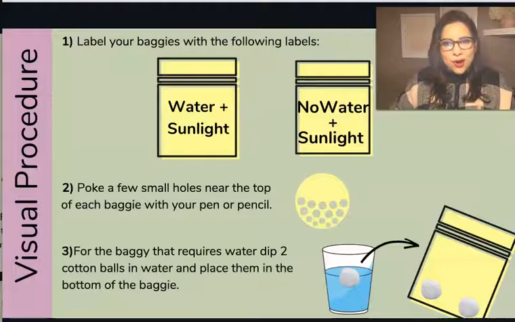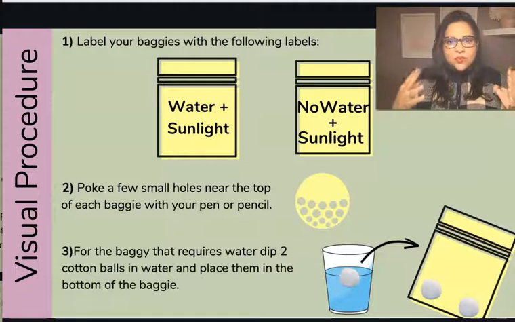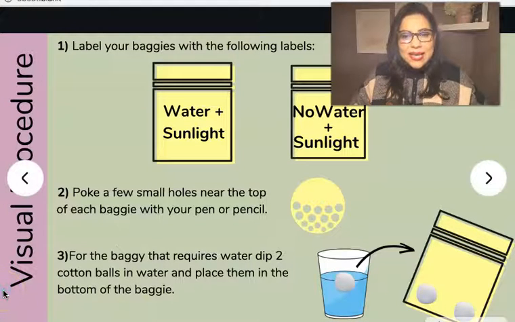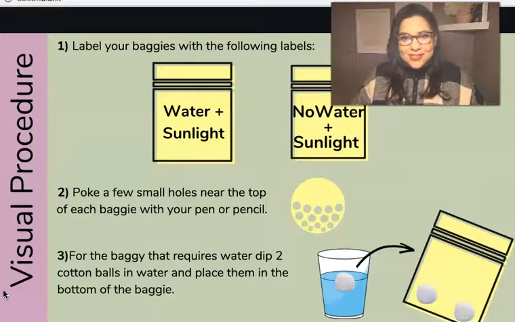Now we will go over our visual procedure. And as I mentioned previously, for our first experimental setup, I'm a very visual person. So are many of my students, and I just love seeing what's going on, not just reading about it. So for step one, we're going to label two Ziploc bags as follows. One is going to have the label water plus sunlight, and the second will read no water plus sunlight. So one will be exposed to water and the other will not.